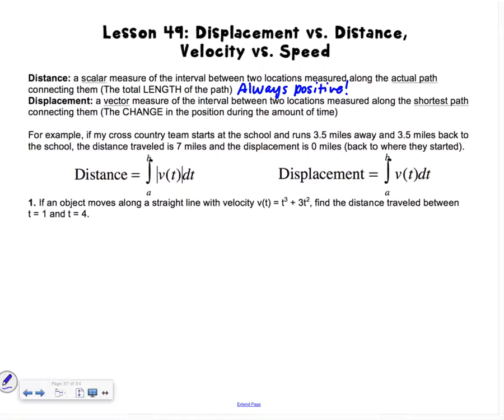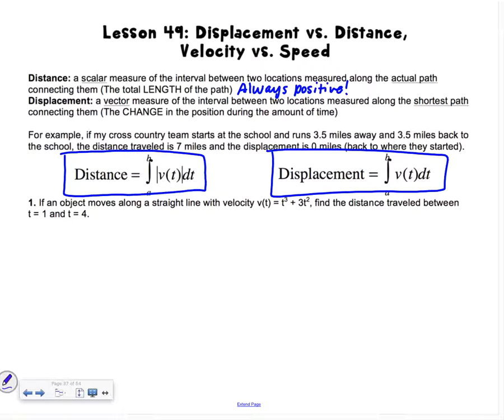So the equations are that the distance is equal to the integral of the absolute value of v of t, and displacement has no absolute value because displacement can be negative, okay? So number 1: if an object moves along a straight line with velocity v of t equals t cubed plus 3t squared, find the distance traveled between t equals 1 and t equals 4.